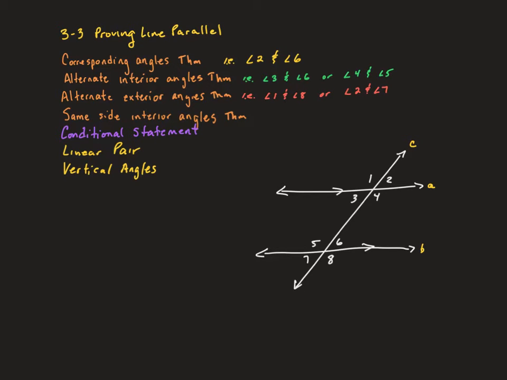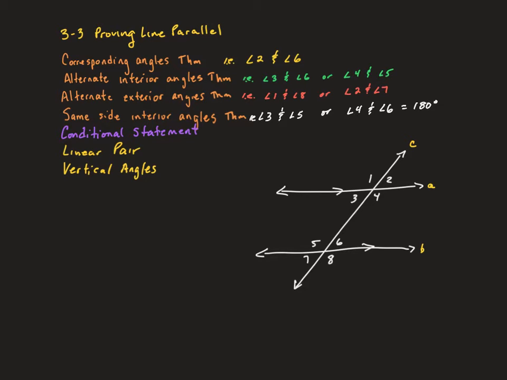And then continuing on with same side interior angles. Again, same interior means between the parallels, and same side would be 3 and 5, and 4 and 6 would be same side interior angles. As we talk about angles 3 and 5, or angles 4 and 6, those are going to equal 180 degrees. My same side interior angles are going to be 180 degrees.